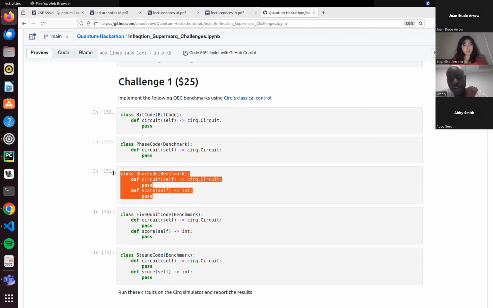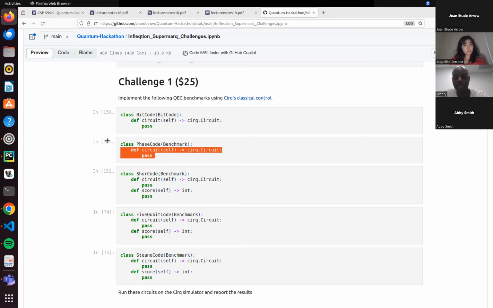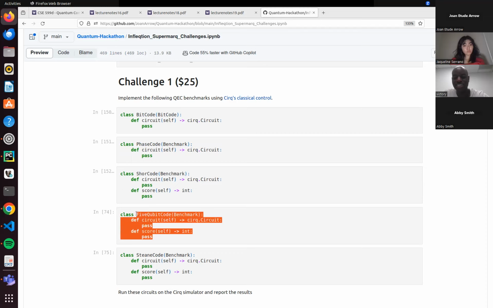Exactly. And the reason I added this was because Shor's code is basically a combination of the bit flip and the phase code. But as I said, it's not relevant to the challenge. So I'll remove this. And the reason I added this one is because it's the smallest error correcting code. It's been proven that if you want to correct for an error on a single logical qubit, the best you can do is five physical qubits.